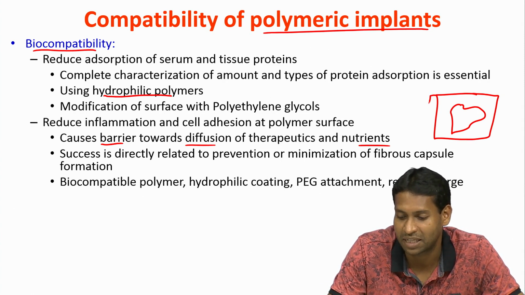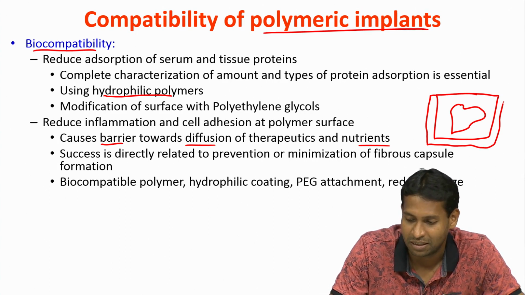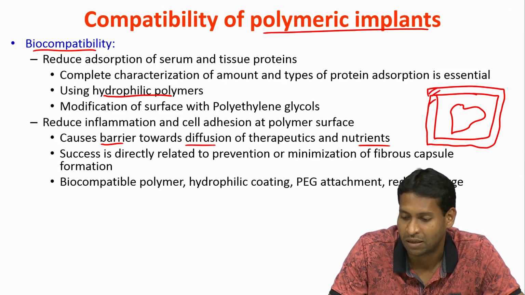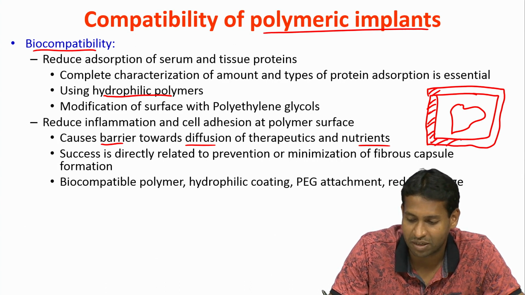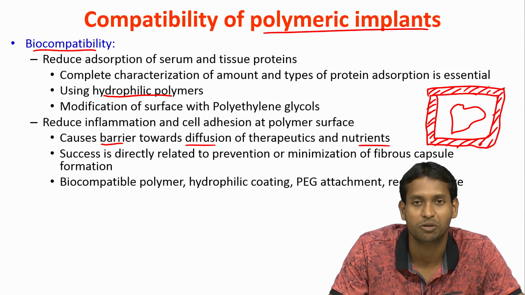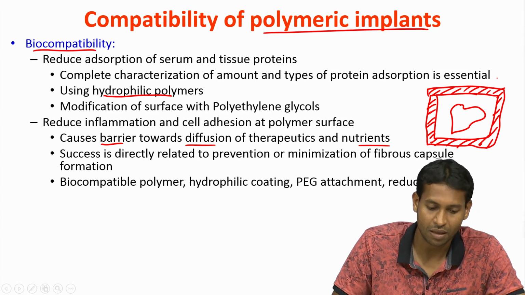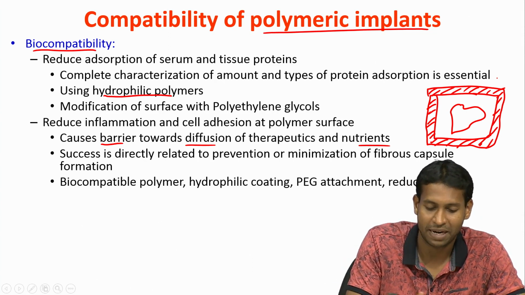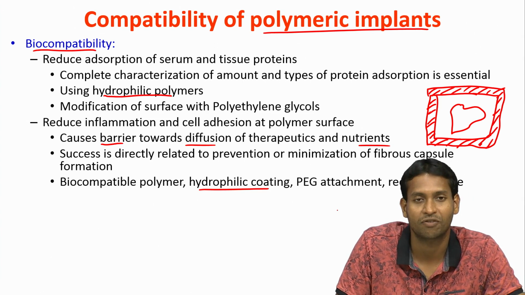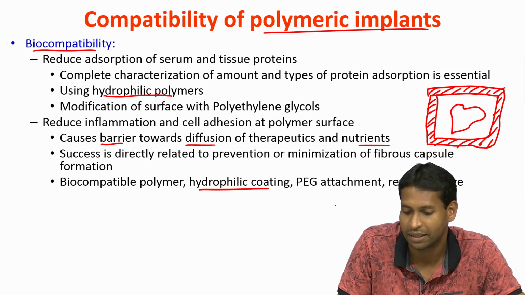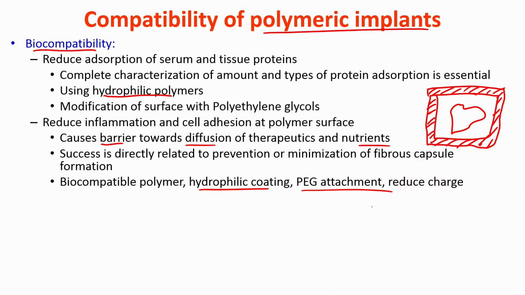So, again if a thick fibrous capsule is formed, then that is the end of the device, because at that point you can't really have any kind of exchange happening at a substantial rate, which you may need from this device. And again it goes back to the requirement that you should have some sort of a hydrophilic polymer or at least a hydrophilic coating. You can use PEG to do that. Typically uncharged surfaces will have less protein adsorption, so you can reduce the charge of the surface of these devices.